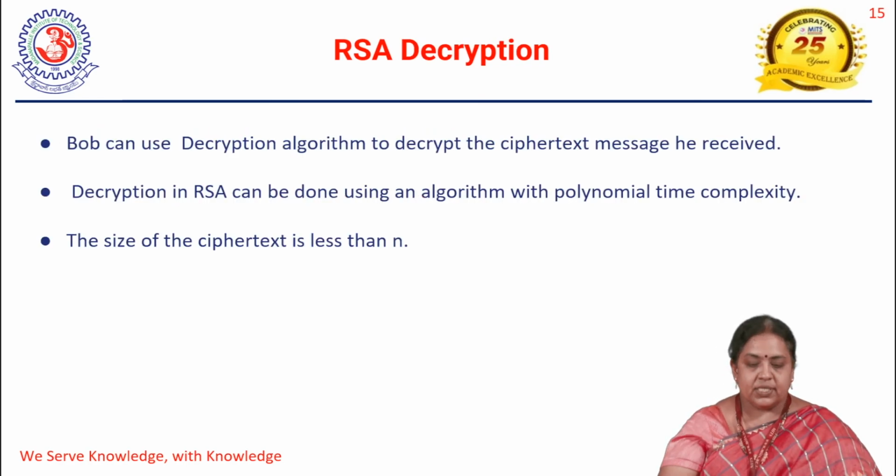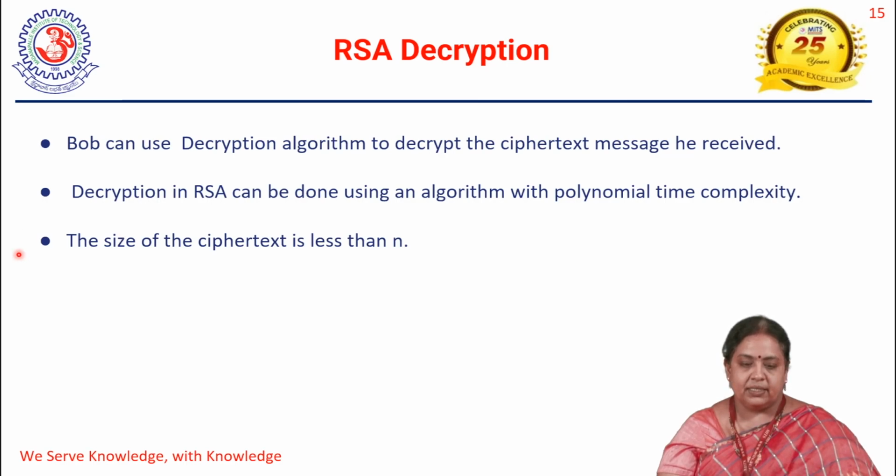At the receiver side, we have to perform the decryption algorithm. So Bob can use the decryption algorithm to decrypt the ciphertext message he received. Decryption in RSA can be done using an algorithm with polynomial time complexity, and the size of the ciphertext is less than n. If the size of the plain text is less than n, obviously the size of the ciphertext is less than n only. If the plain text size is more than n, then we have to divide the plain text into blocks of size n.